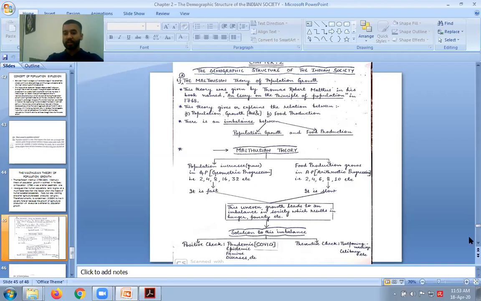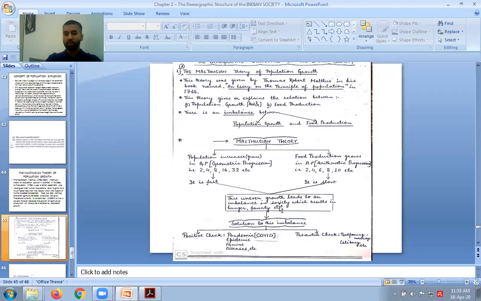He said that this uneven growth leads to an imbalance in society, which results in hunger and poverty. He was of the view that if this imbalance continues, it will result in a very grave situation in society. We're going to face hunger, we're going to face poverty. People are going to die due to starvation, lack of food. That's what he was trying to hint at.